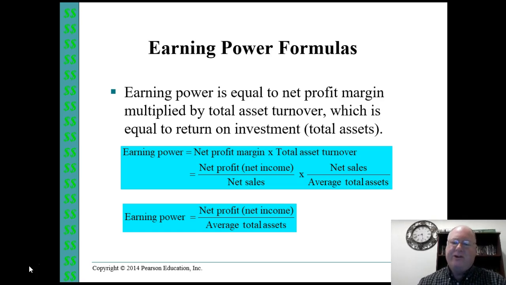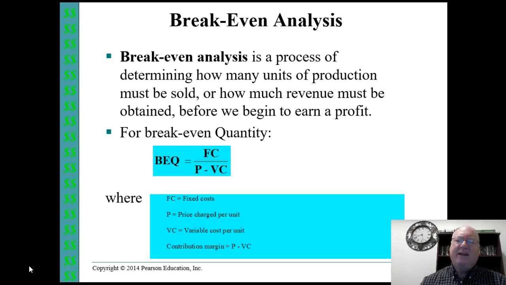So let's look at mathematically how that breaks out. Break-even analysis is a process of determining how many units of production must be sold or how much revenue must be obtained before we begin to earn a profit. As you can see here algebraically, the break-even quantity, BEQ, equals the fixed cost divided by the differential between the price per unit reduced by the variable cost per unit.